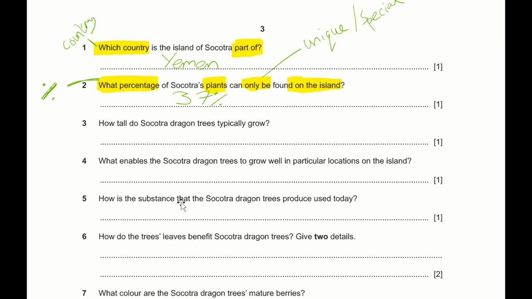Okay. Question number 3. Again, we're going to follow the same technique every single time. Read the question, highlight the keywords, and then try to make an educated guess as to what the answer may be. Okay. So how tall do dragon trees typically grow?